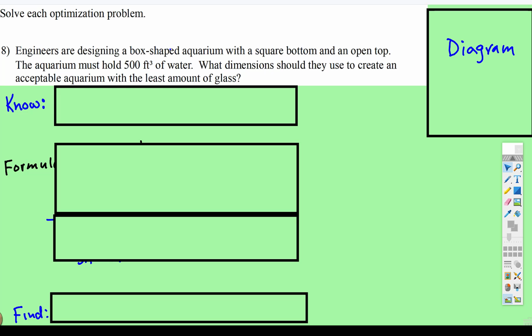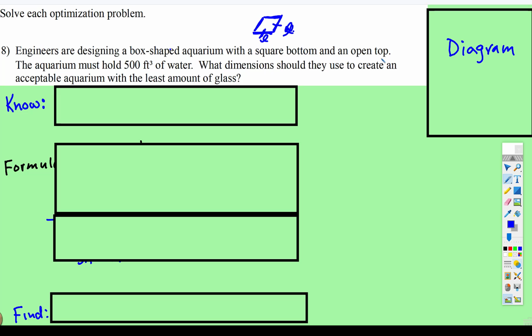Okay, an optimization problem involving designing a box-shaped aquarium. So, what do we know about this? Engineers are designing a box-shaped aquarium with a square bottom. The reason why that is important when you're drawing it, when you have a box, and this is the base of the box, it means the length and the width are going to be the same size, so we could just call them length times length.